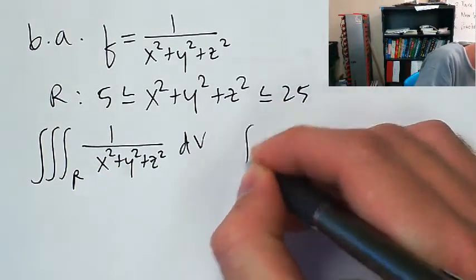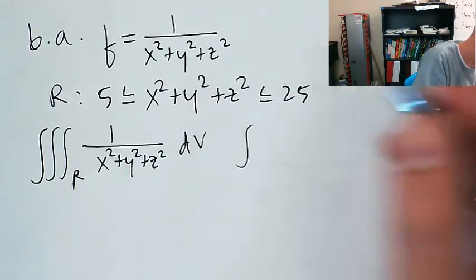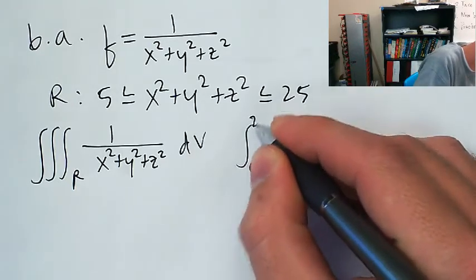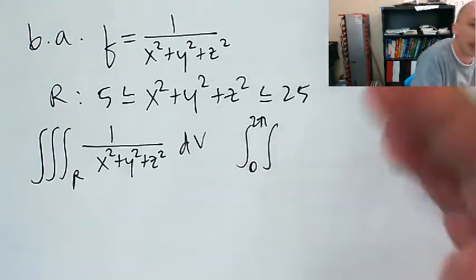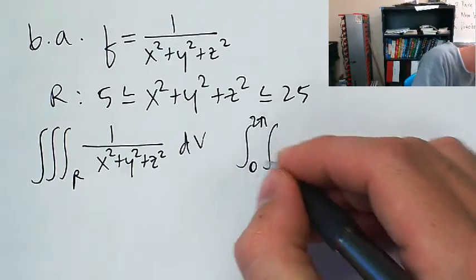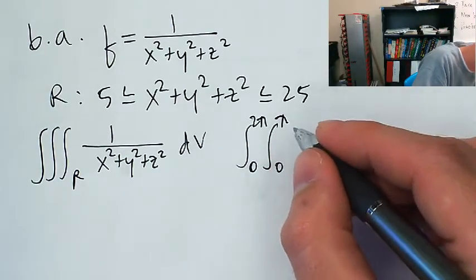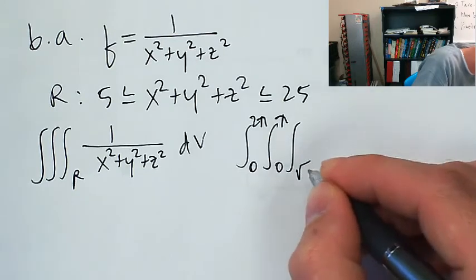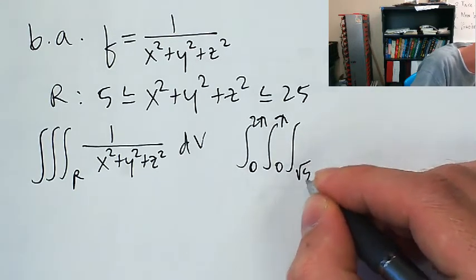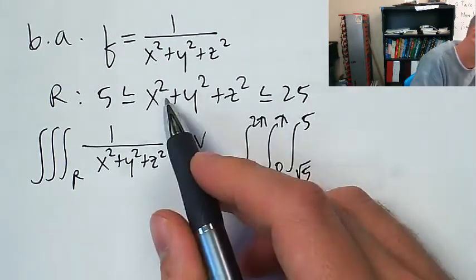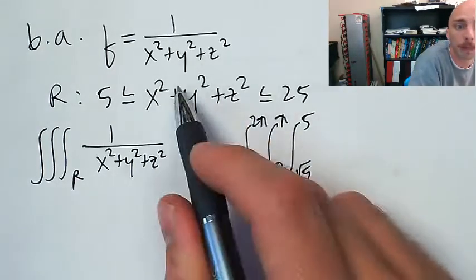So I'm going to say, all right, maybe I'll do theta last. Theta is going from 0 to 2 pi. Phi is going to be the whole sphere, so that's 0 to pi. That's the full range of phi. And then rho is running from square root of 5 out to 5, because this is rho squared right there.